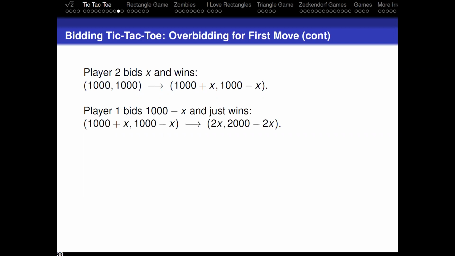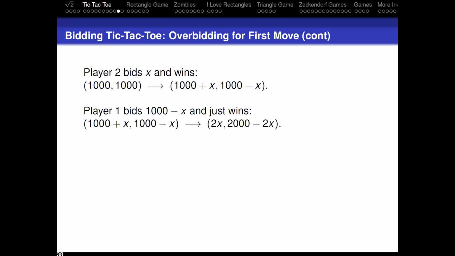So if player 1 gets the next 3 bids, then they have to be able to win no matter what player 2 bids. So the maximum player 2 could bid is 1,000 minus X. So we'll have to assume then that player 1 bids 1,000 minus X and just barely wins. That's why we're going to assume a tie wins now. Otherwise, they would have to bid $1 more than that.